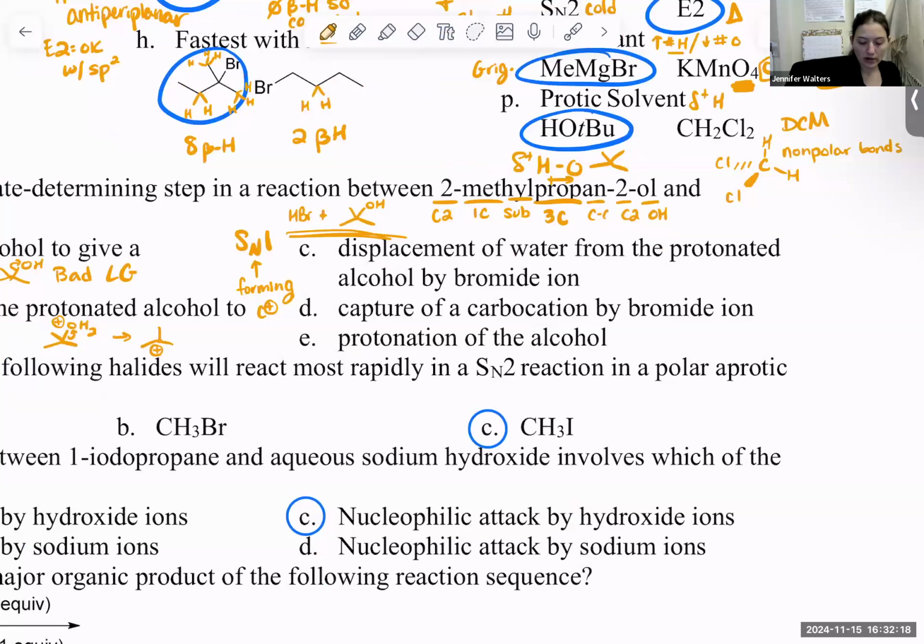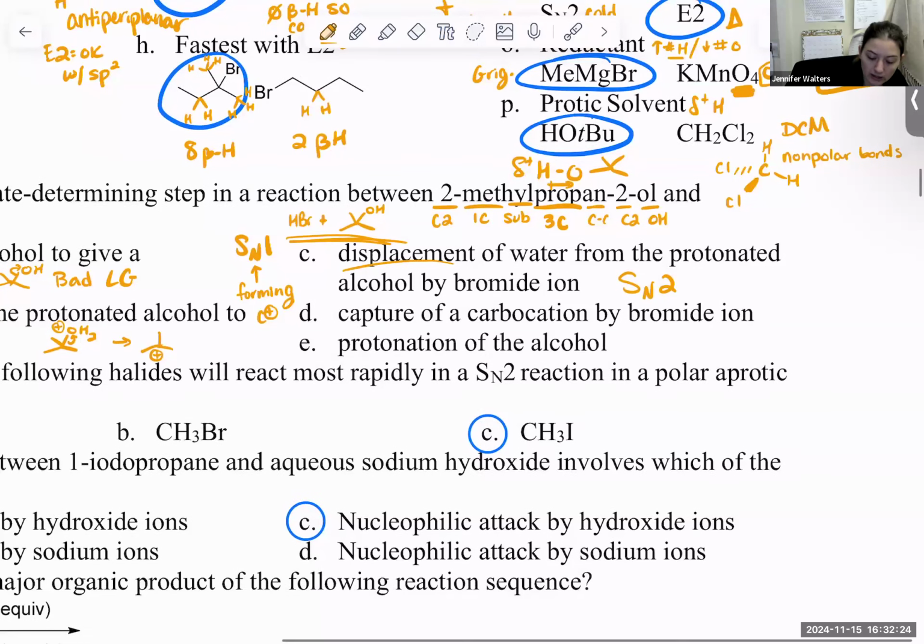Displacement of water from the protonated alcohol by the bromide. This would be true if it was SN2. So that's describing that displacement of your leaving group by your nucleophile. That's saying it's all in one go. That is an SN2 reaction, so that is incorrect.